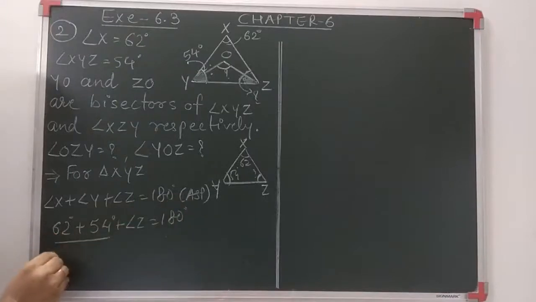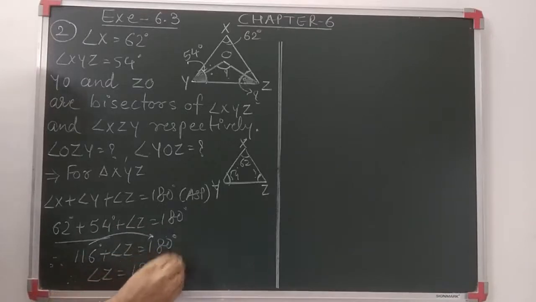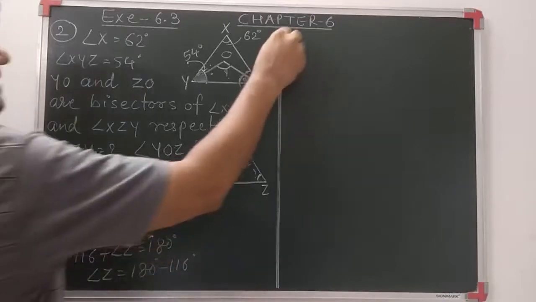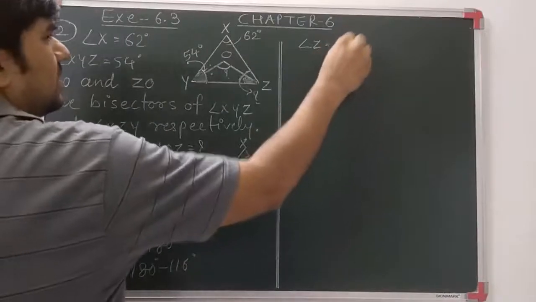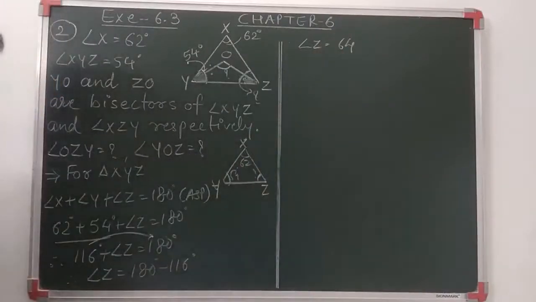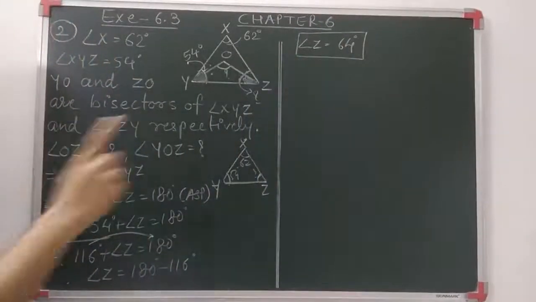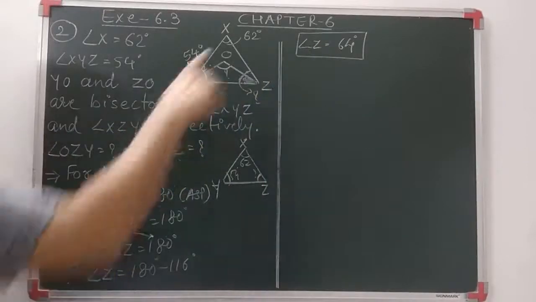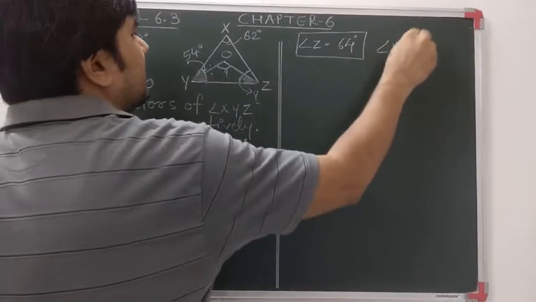I'll do the sum of these two. It's 116 degrees. So now to obtain Z, we have to take this 116 to the right hand side. So we will get angle Z is equal to 180 degrees minus 116. So angle Z is equal to the subtraction of these two, that is 64. This is not the angle which we need to find out. Z is XZY, the whole angle is there. This angle is XZY.